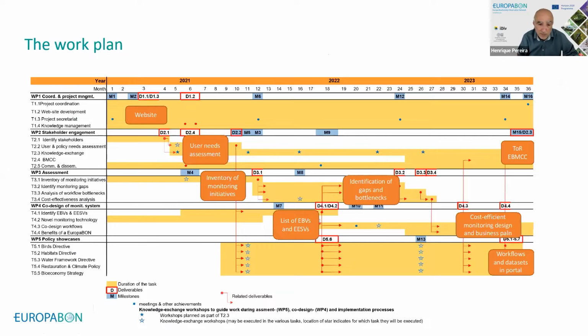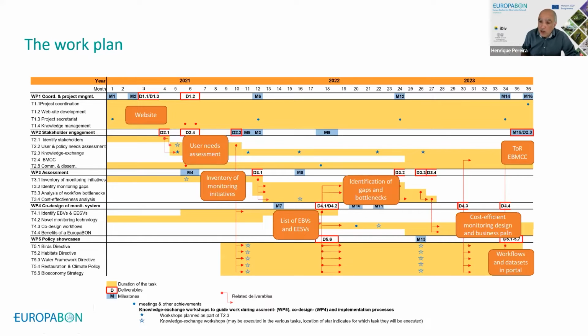So the work plan of EuropaBON has a few key deliverables. Today we're going to hear about the deliverable on the user needs assessment that took about a year to finalize. We have just also published a database, that is still being completed, on the inventory of monitoring initiatives. I'll show you how you can contribute to that or consult that in a moment.